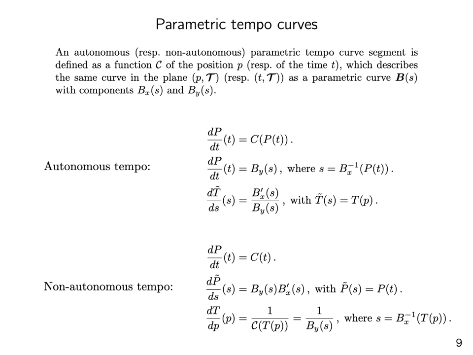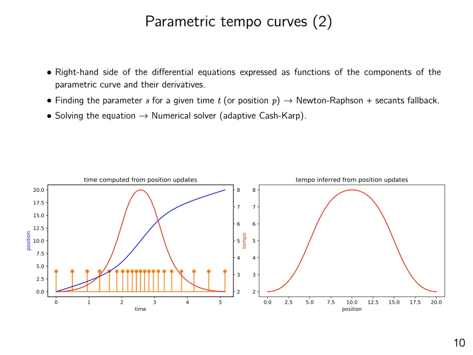So we have decomposed our problem in two steps. And if we want to solve this equation, the first step is finding the parameter s for a given time or position, and we can use a root finding algorithm for that. And the second step is solving the equation in the parameter s. And for that, we use a numerical solver, in our case, an adaptive Cash-Carp solver.